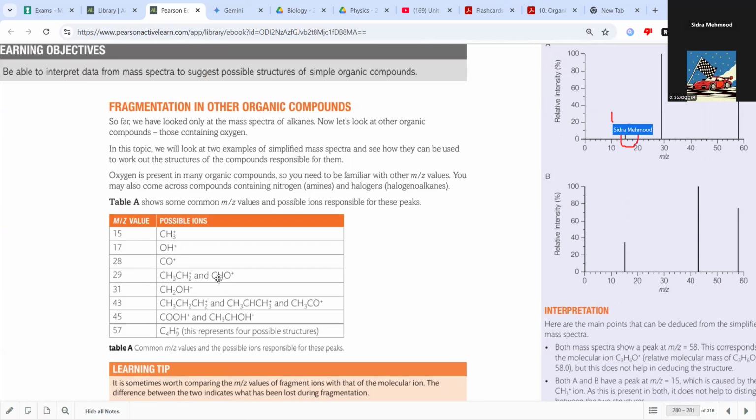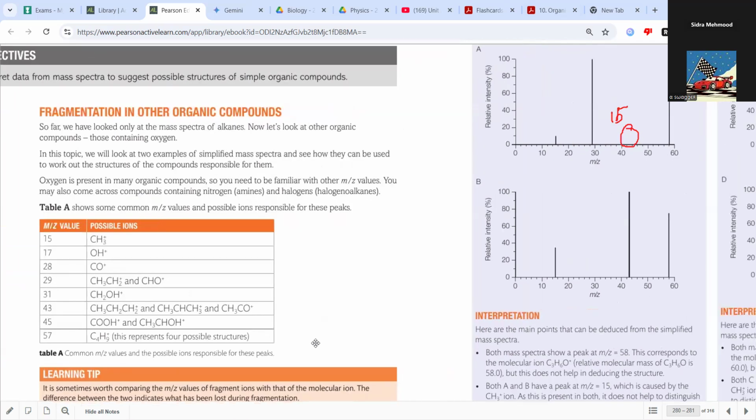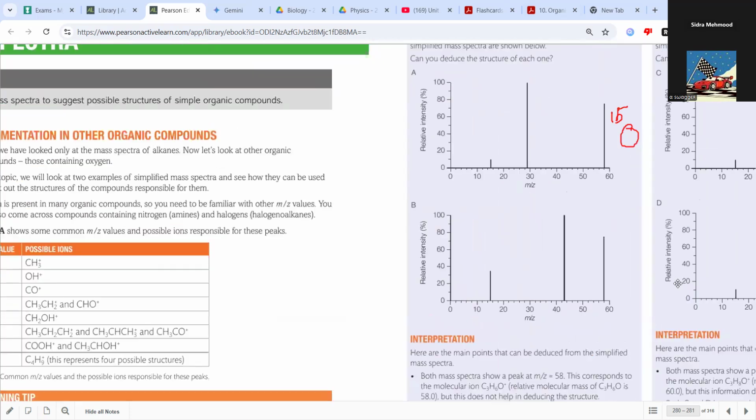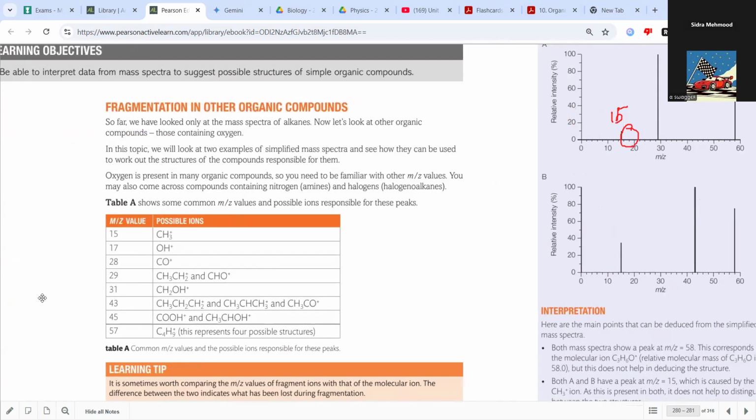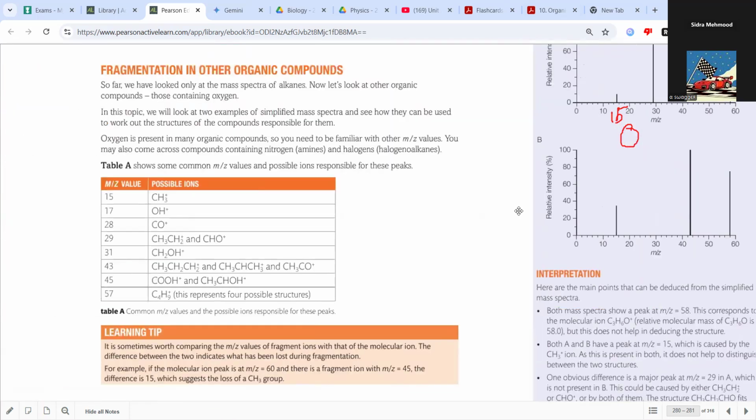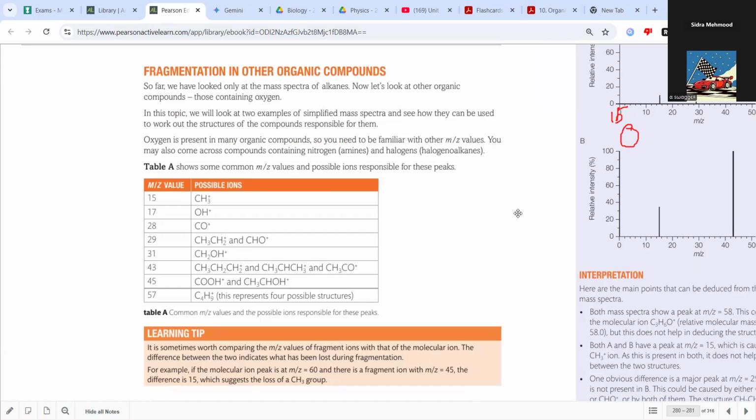Okay. From this, you said that it's 29. So 29 is actually referring to which peak? You will then check it from this table. It's CHO, it's aldehyde, 29.